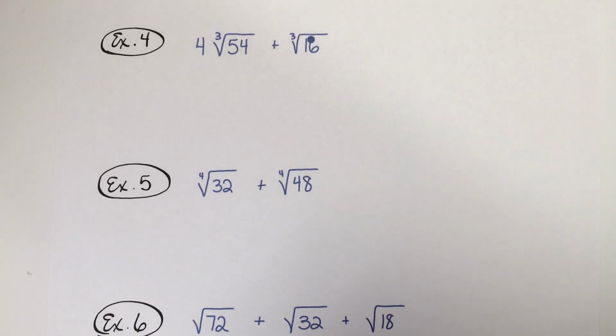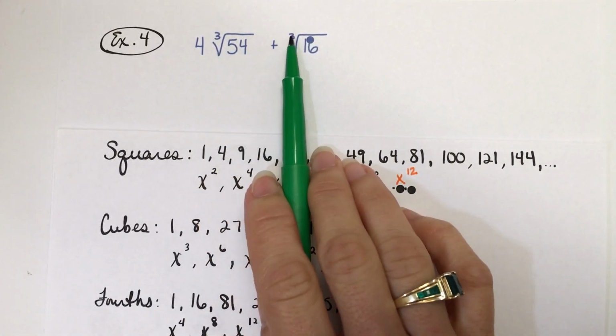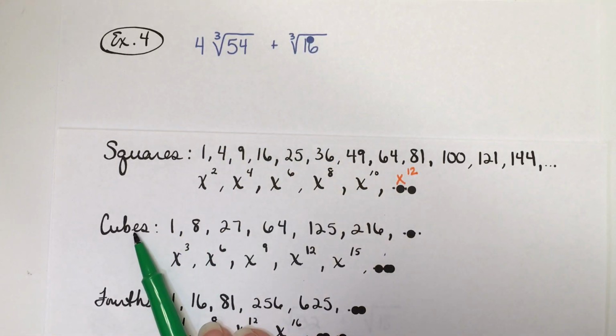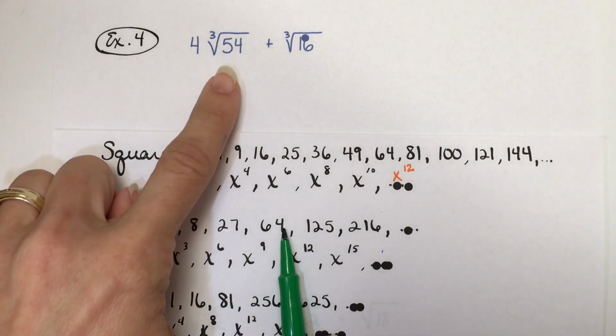Okay, and 4. All right, so these are both cube roots. Of course, they're not the same, but let's see if we can do some simplifying. All right, so look at your list of cubes. Okay, so what number do I have in my list that will go into 54?